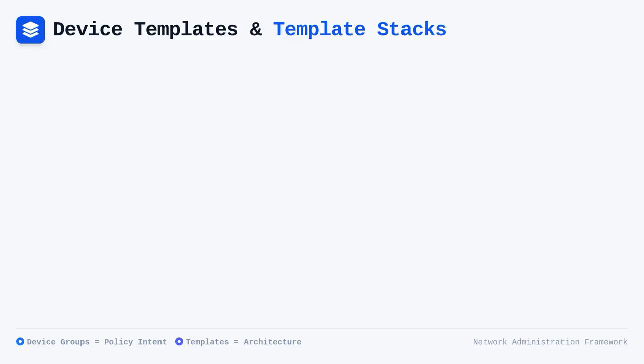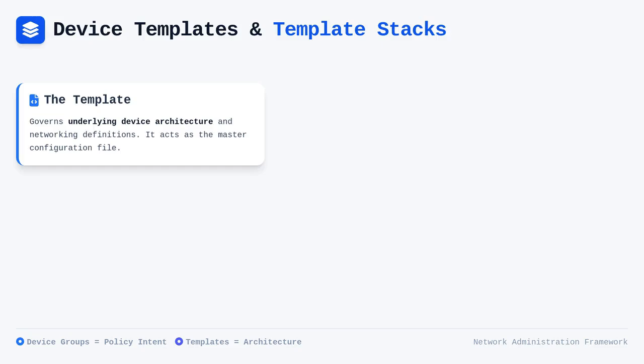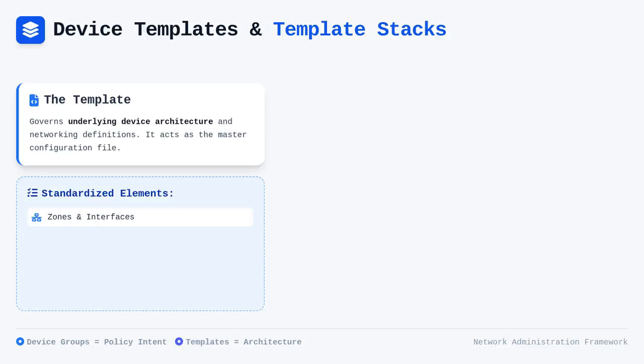While device groups manage the security and NAT policy intent, templates govern the underlying device architecture and networking definitions. A template is essentially a configuration file that contains the structural elements of the firewall, such as zones, interfaces, virtual routers, and management settings. Using a template allows you to define a standard for how your hardware connects to the network, such as standardizing loopback addresses, NTP servers, or routing protocols like BGP or OSPF.